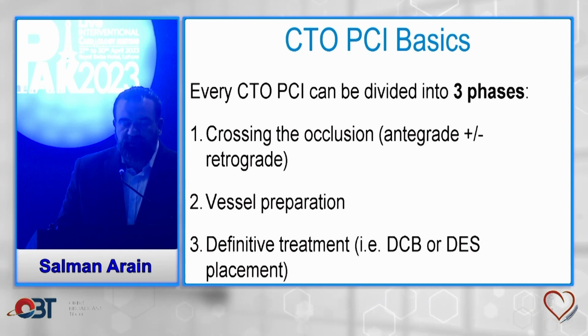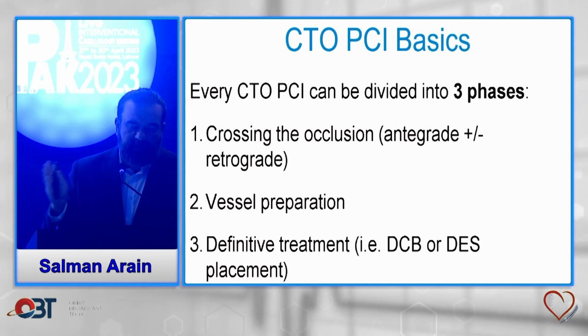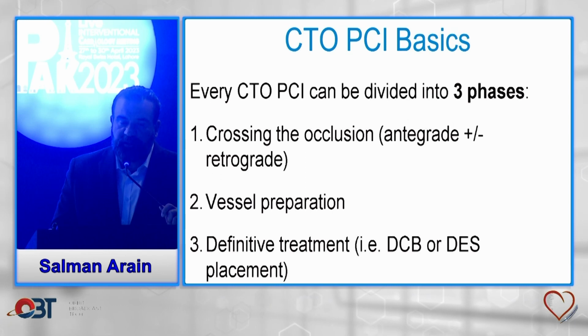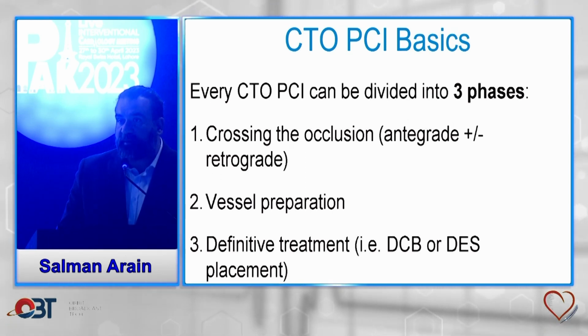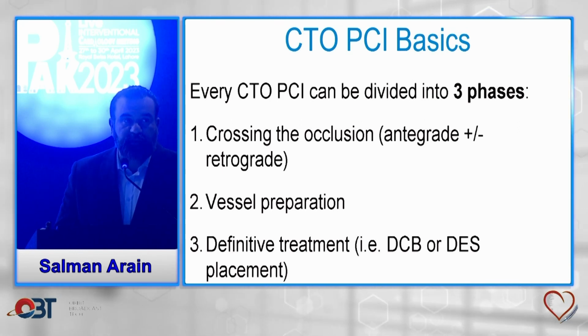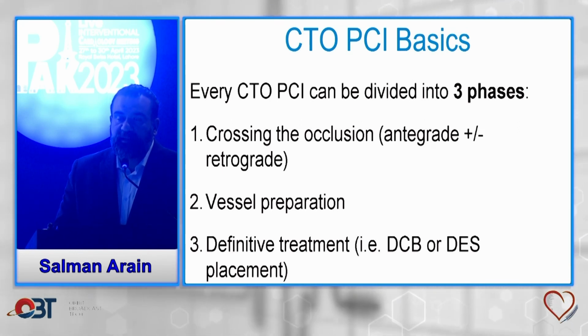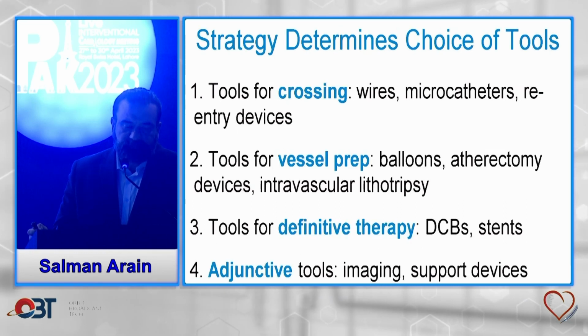So for CTOs, you have to cross the CTO, either antegrade or retrograde. You have to prepare the vessel appropriately. Atherectomy sometimes plays a role in that. And then you have to do definitive treatment. Now, for us in the US, the definitive treatment is DES, though in other places, DCB may be an option.